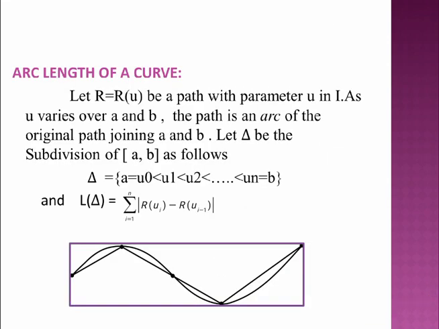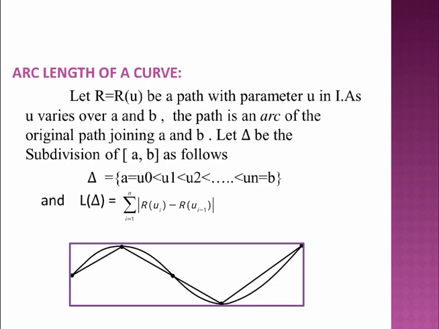The next one is arc length of a curve. Consider a curve. A curve in the plane can be approximated by connecting a finite number of points on the curve using line segments. The total length of the approximation can be found by summing the length of each line segment. This gives the arc length.